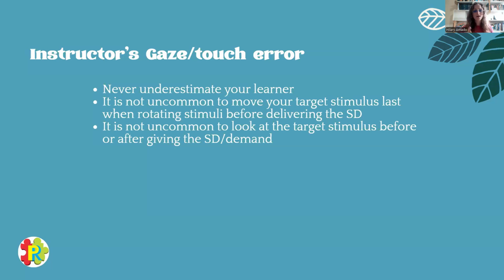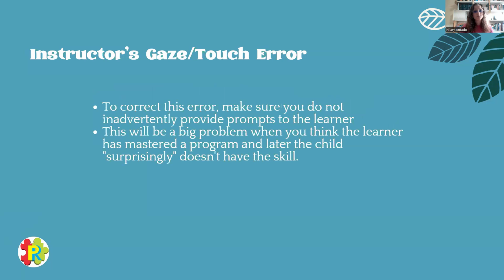It's also not uncommon to look at the target stimulus before or after giving that SD or demand. So remember, the learner is watching you. His behavior may come under the control of the last thing you touch or whatever it is you're looking at and fail to come under the control of what it is you're asking. So to correct this error, make sure you do not inadvertently provide prompts to the learner.